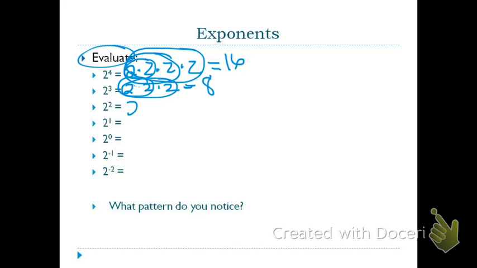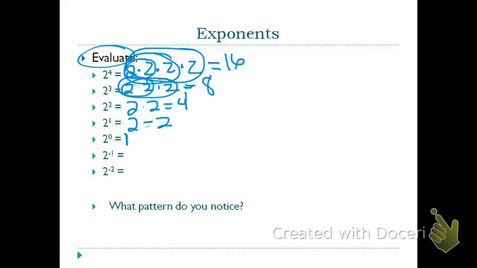2 to the second power is 2 times 2. 2 times 2 is 4. 2 to the first power is equal to, well, I just have one 2, so I'm just left with 2. 2 to the 0 power, there's that rule again, is equal to 1.